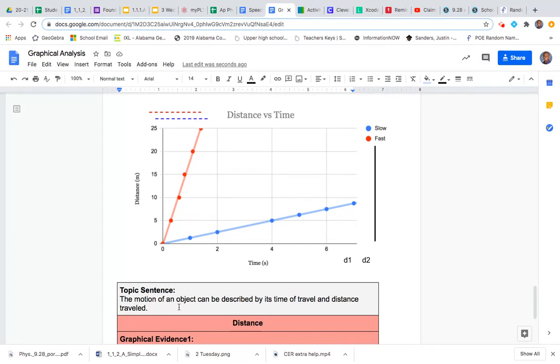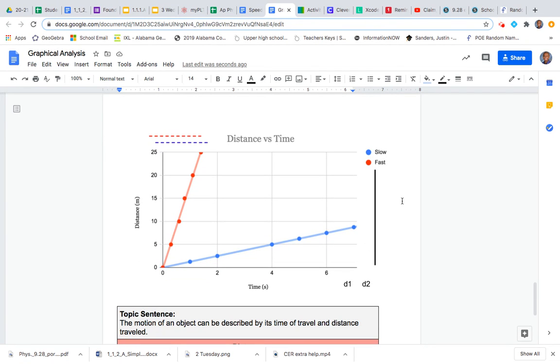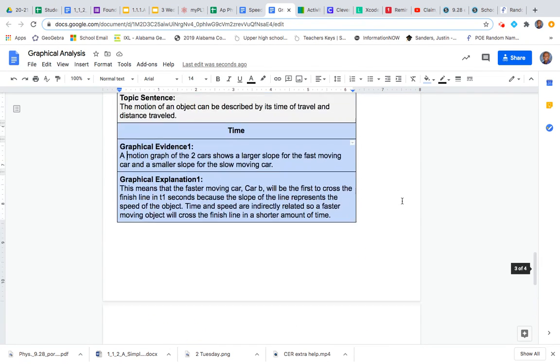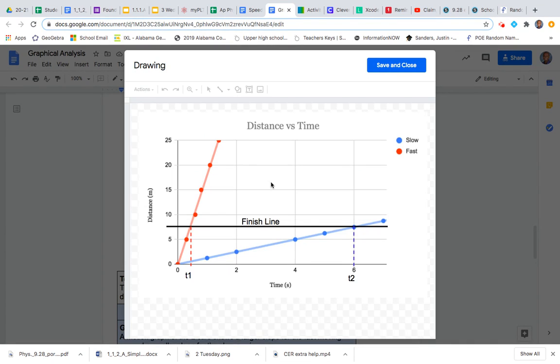I want to say just a few more things, guys, about the claim evidence reasoning that I didn't say today. What may not be so apparent is the reason for the black solid line, which in this case I'm calling a finish line. You could have called it anything you want.